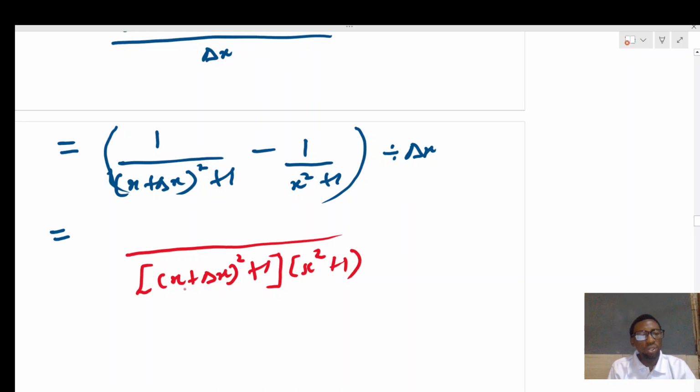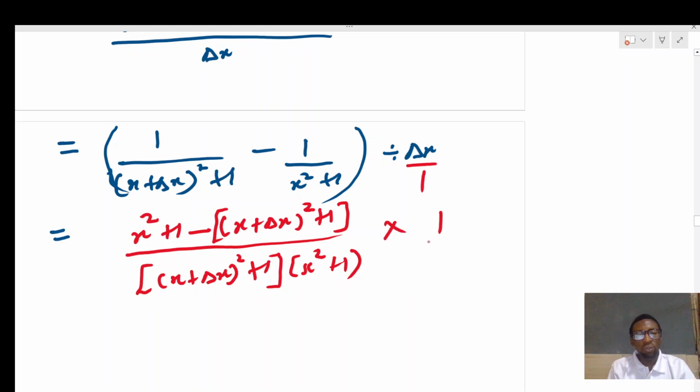So if this goes in the LCM, it will remain this; if this goes in, it will remain this. So x squared times 1, so I have x squared plus 1, minus, if this goes in the LCM, it will remain all of the bracket x plus delta x all squared plus 1. Let's put that in the square parenthesis. And this is divided by delta x over 1. So that will obtain 2 times 1 over delta x.